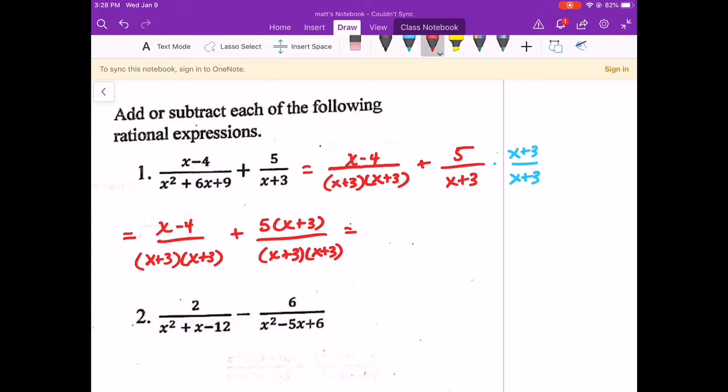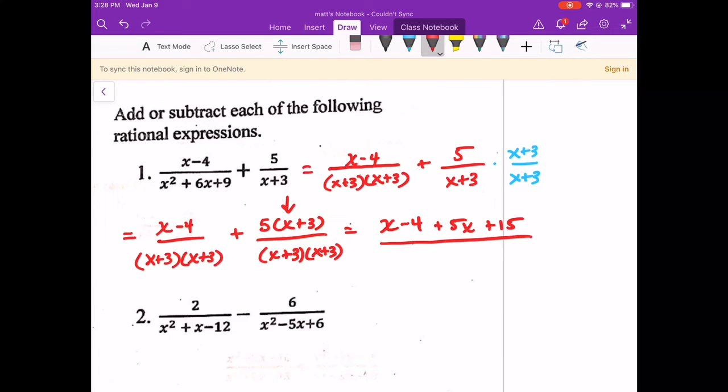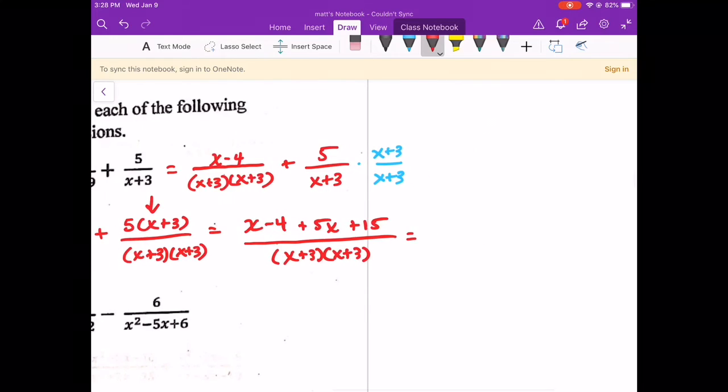All right, now that I have common denominators, I can go ahead and add. But before I add, I do need to distribute here. So that's going to give me the x minus 4, but it's also going to give me plus 5x plus 15, because I'm adding this together, all over one denominator, because it's the same denominator now. And I want to go ahead and combine like terms.